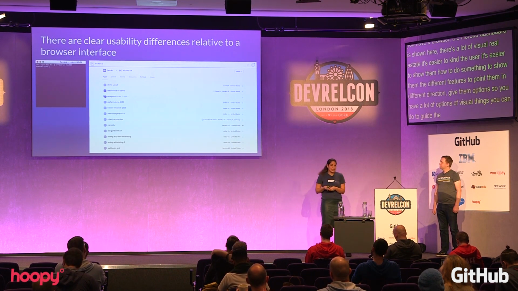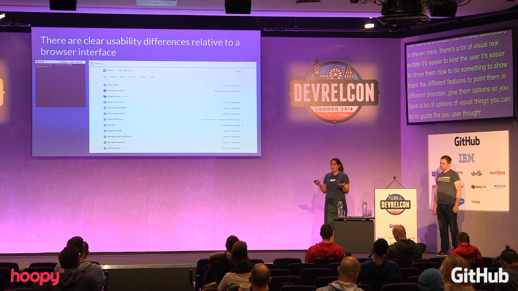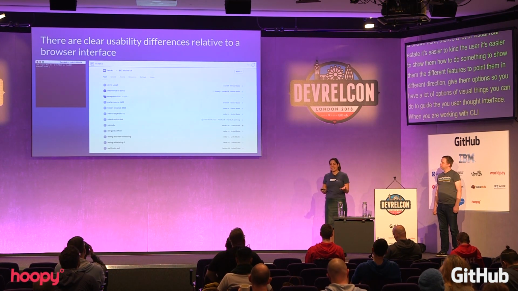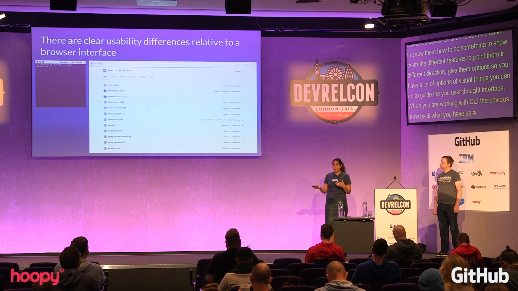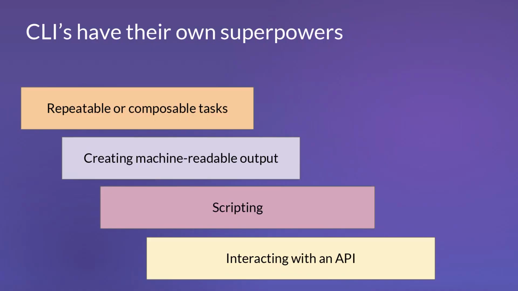And when you're working in the CLI, the obvious drawback is what you have as a tool is words, and you're able to create inputs and outputs. But it can be more difficult to guide the user. So why use a CLI? Why create a CLI? Well, CLIs have their own special superpowers.